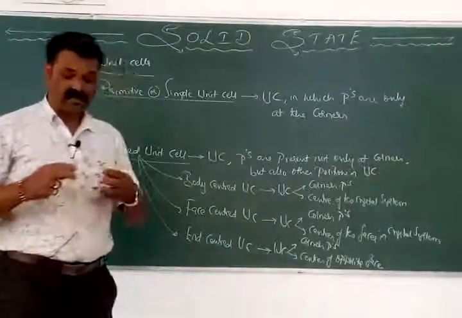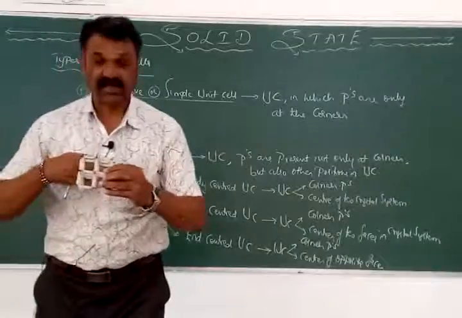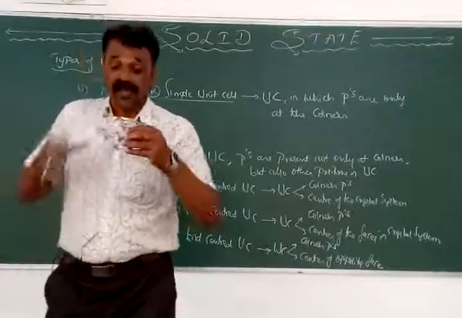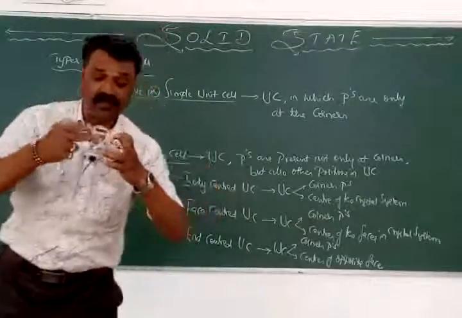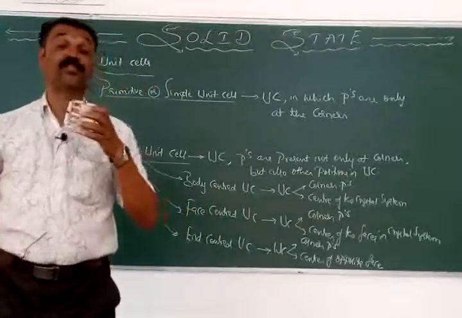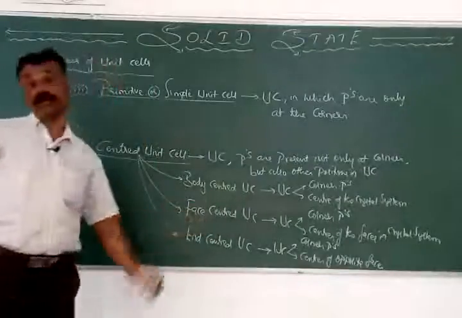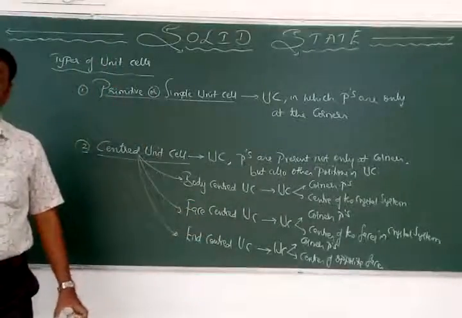Then we have the end centers. What are end centers? This is one face and this is another face. They are the opposite faces. If the particles are present at the centers of this and this, means the centers of the opposite faces, then it is called the end centered unit cell.